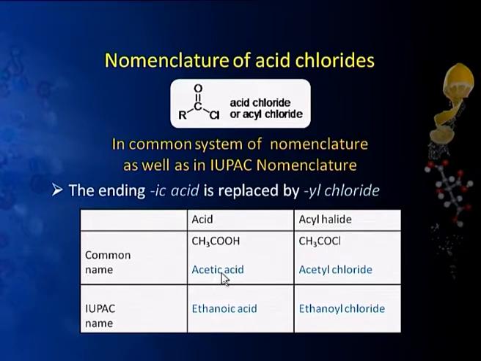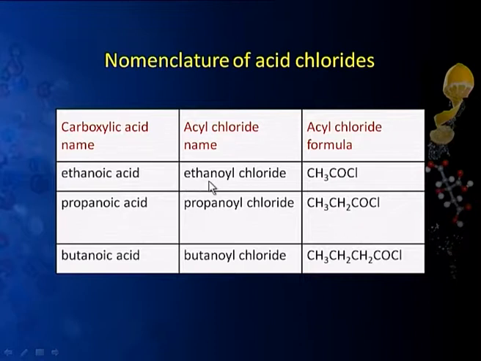In the common system, by replacing ic with yl and then adding chloride, we call it acetyl chloride. Similarly, in the IUPAC system, when ic of ethanoic acid is replaced by acyl chloride, we get ethanoyl chloride. So these compounds in the IUPAC system are named alkanoyl chloride, and in the common system by replacing the ic of the common name of the acid and then adding the word chloride. Such as ethanoic acid, its IUPAC name will be ethanoyl chloride. Propanoic acid will give us propanoyl chloride. Butanoic acid, butanoyl chloride. So OH is replaced by Cl and we get the corresponding acid chlorides, and they will be named accordingly.